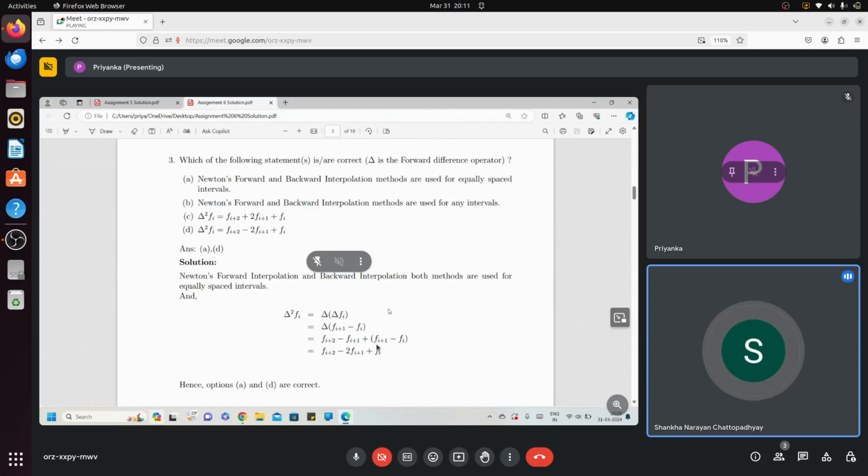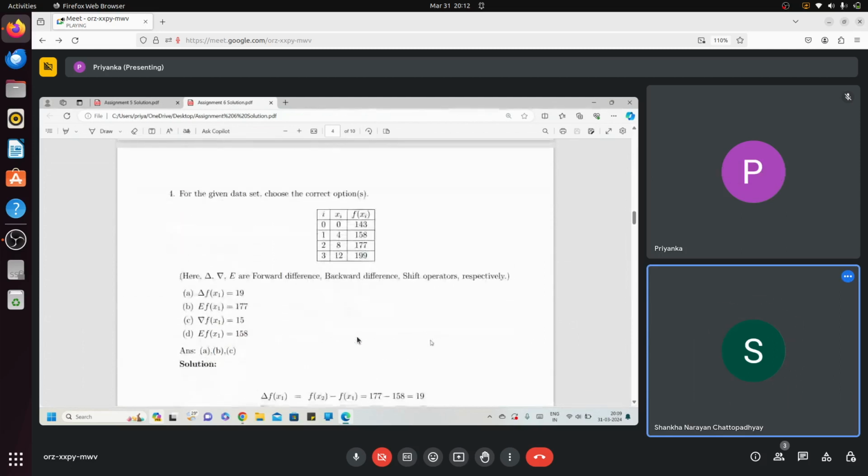It seems they made a mistake here, a typing mistake, right? There will be a minus sign here, there is a typo here, please correct. This will be minus of (f(i plus 1) minus f_i), so that will be f_(i plus 2) minus 2 f_(i plus 1) plus f_i. There is an error at this place, in place of plus, okay, on the third line. So A and D are correct. Next, move. Okay.